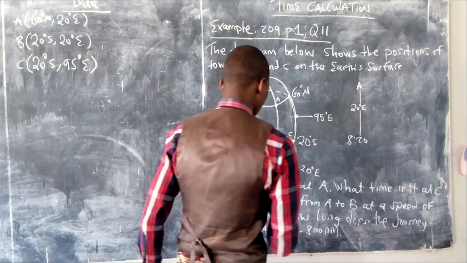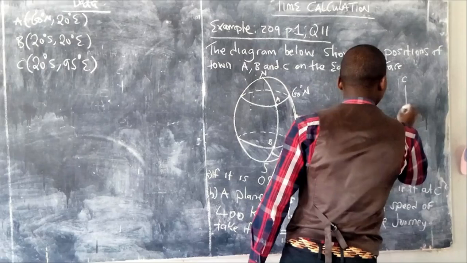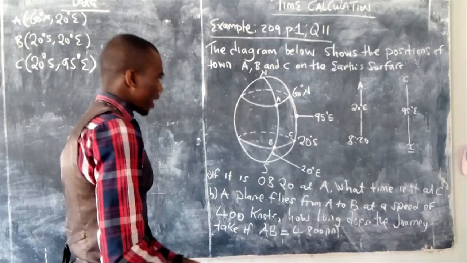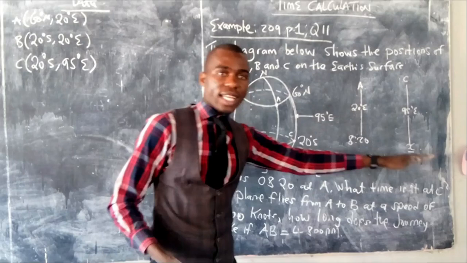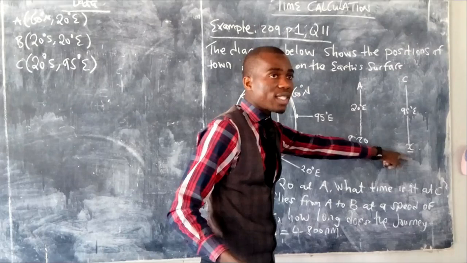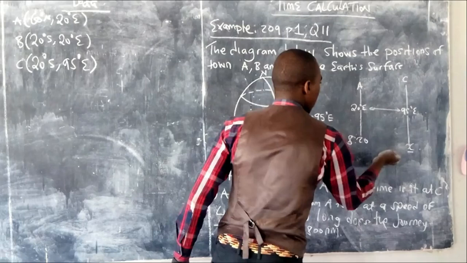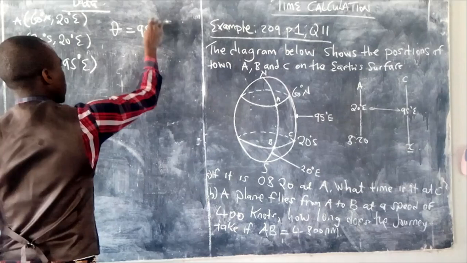Then we are going to C. C is also here, it is 95 degrees east, and the time here we don't know. This is what we are supposed to find. First things first, we are going from 20 east to 95 east, meaning we are going towards the east, so we are gaining time. If it is 8 hours, we expect that it will be more than 8 hours, because time will always keep moving. The first thing is to find the difference in these longitudes. Because it's east, we subtract. The difference in the longitudes equals 95 degrees east minus 20 degrees east.